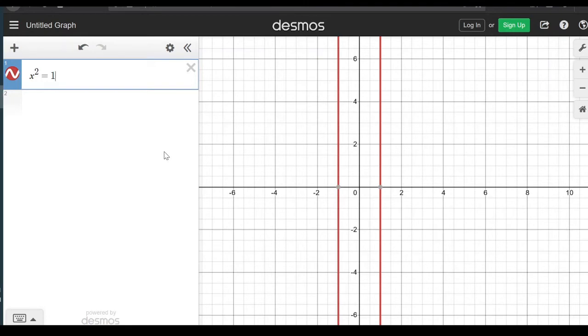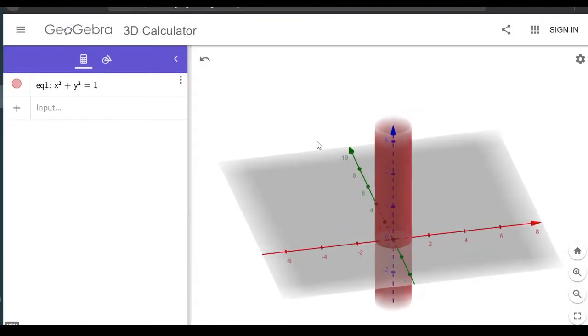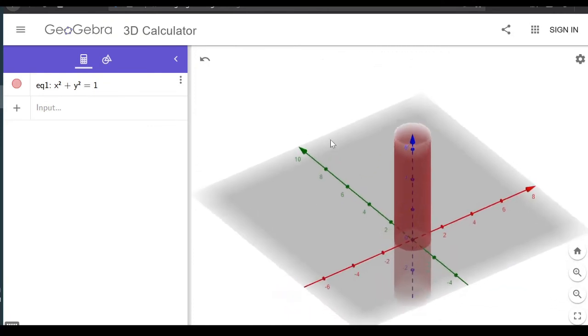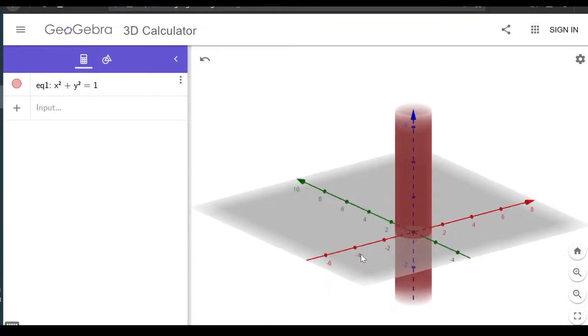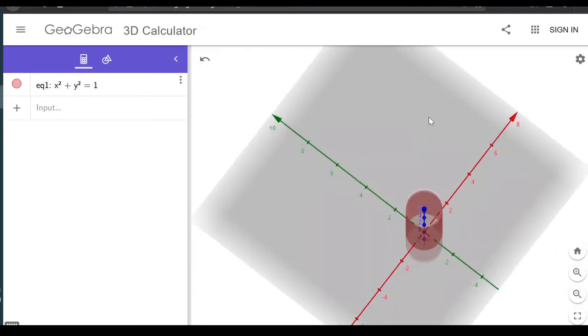So just be careful about that. When you're graphing an equation, you need to know in what dimensional space you are graphing it. If you graph this circle in two-dimensional space, it will just look like a circle. But if you're graphing the same equation in three-dimensional space, that circle gets stretched out infinitely in the positive and negative z directions, giving you an infinite cylinder.